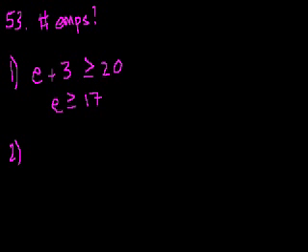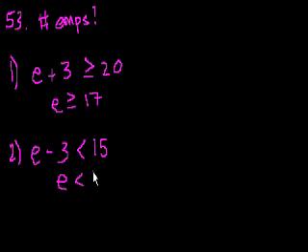If no additional employees are hired by the company and 3 of the present employees resign, so E minus 3, there will be fewer than 15 employees at the company. So fewer than 15 employees, so not 15 or lower. Right here they said at least 20, so that's greater than or equal to. Here they said fewer than, not 15 or fewer. They said fewer than 15. So if you simplify this, you add 3 to both sides, and you say E is less than 18.